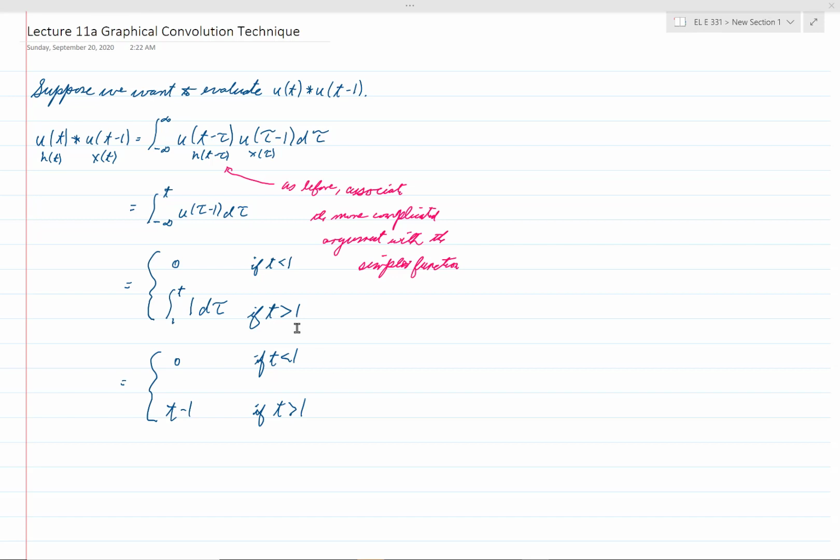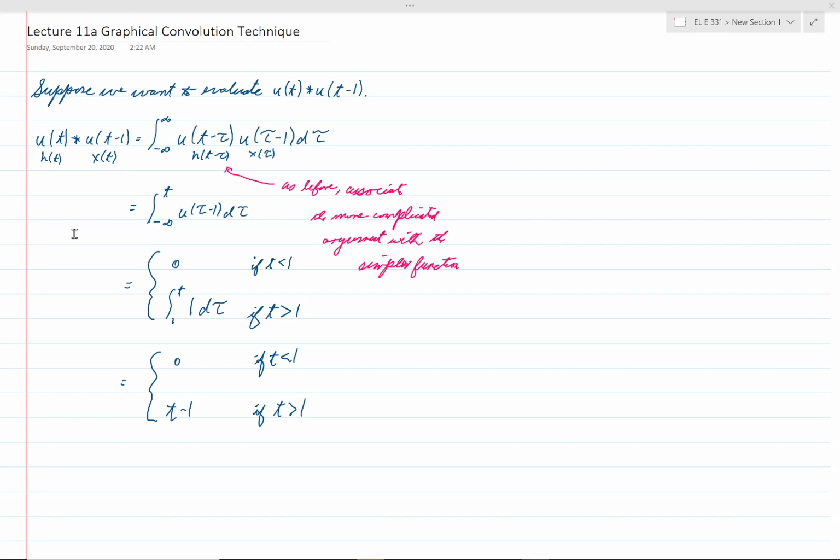Since we're used to having most of our convolutions written in terms of h and x, the first thing I will do is arbitrarily call one of these functions h of t and the other one x of t. It doesn't matter which one I choose for h and which for x. I just want to give them a name.